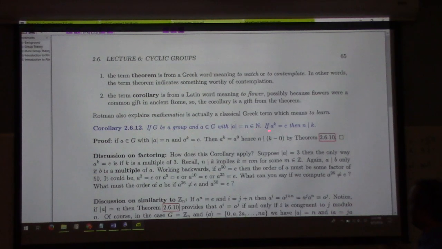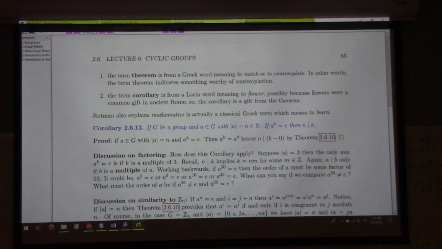Now finally, the corollary. If G is a group and A is in G with order of A equal to n in the natural numbers, if A to the k equals E, then n divides k. What on earth do I mean by this sentence? That's the question that we come to today. That's our final resting place for this help session. Let's interpret this and then we'll go home. So what do you guys think? How should I rewrite this corollary in English words?